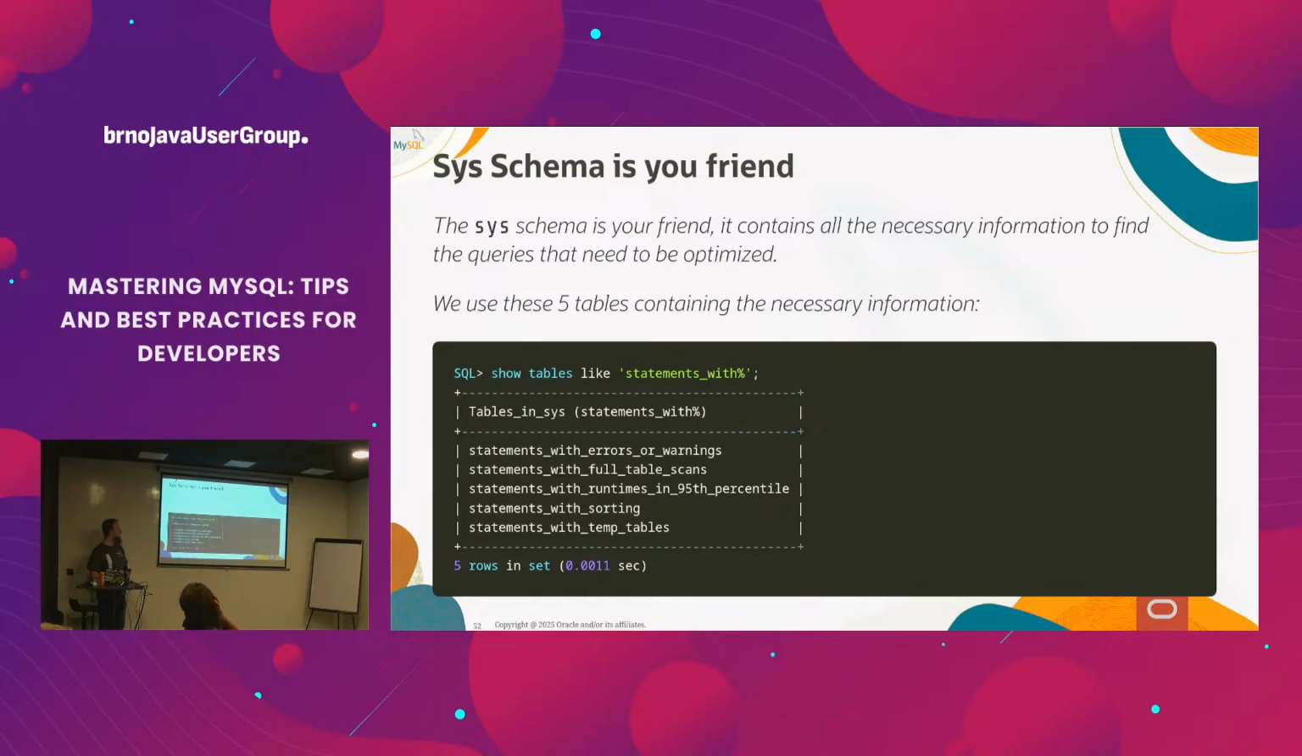You can see it. Then you see all the statements that made full table scan, the ones that are using 95th percentile of response time, statements with sorting, meaning that you will use disk to sort the data. Using disk is slow. Statements with temporary tables on disk, also this is slow, right? So it is very, very important to check this table.